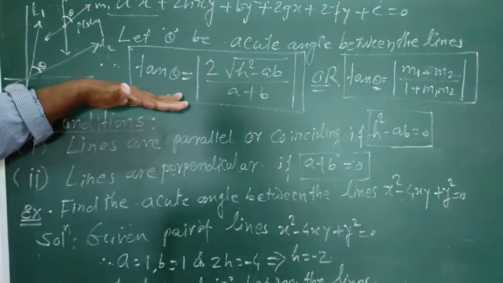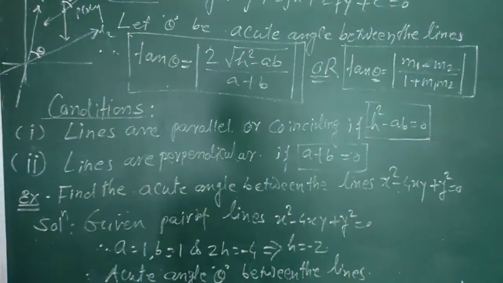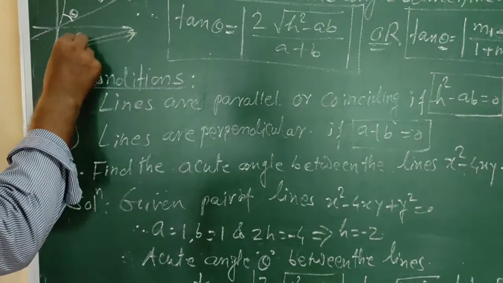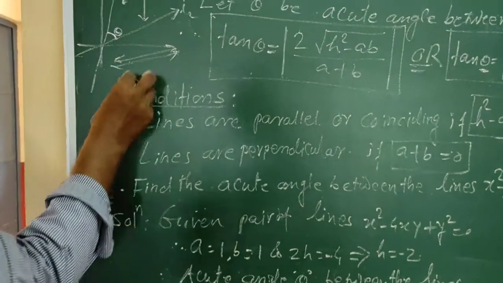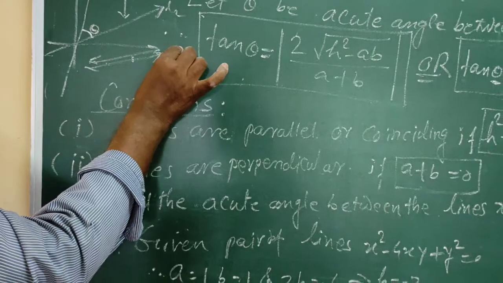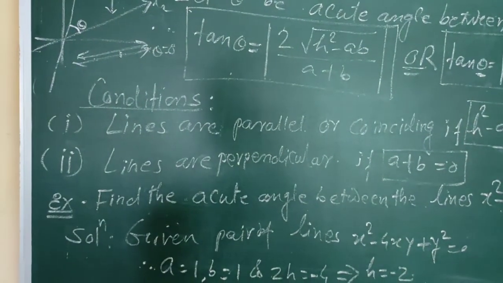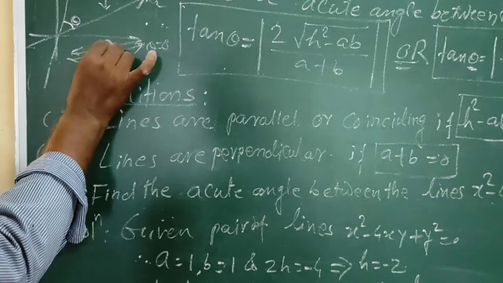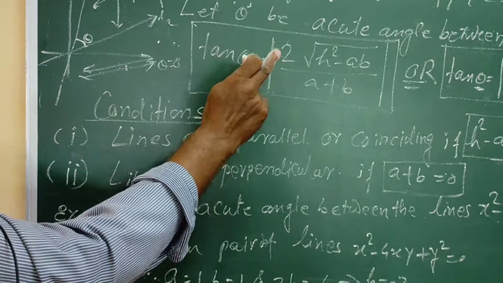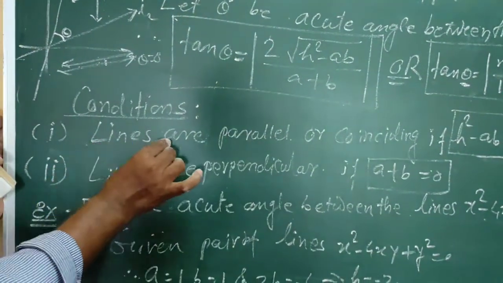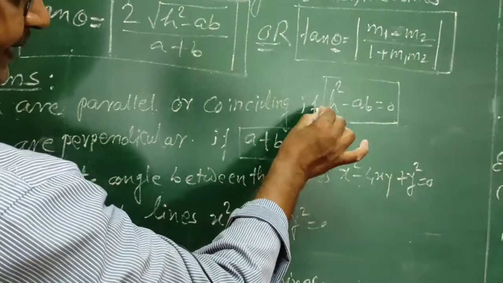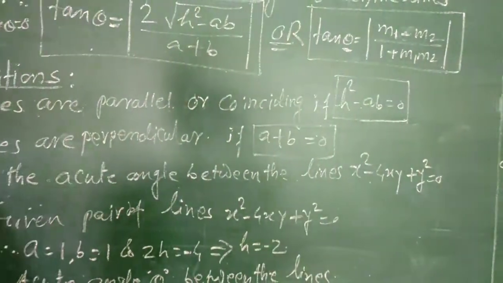But sometimes conditions are applied there. Sometimes the lines are parallel, like this. So what is the angle between these two lines? The angle between these two lines, that is considered theta, is equal to 0 degrees. So what is the condition for such type of lines if the lines are parallel? So here the condition is obtained. The lines are parallel or coinciding if and only if h square minus ab is equal to 0.